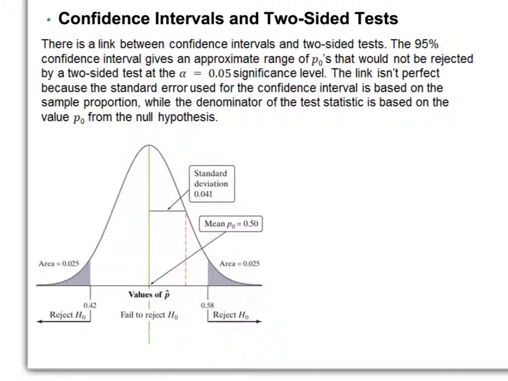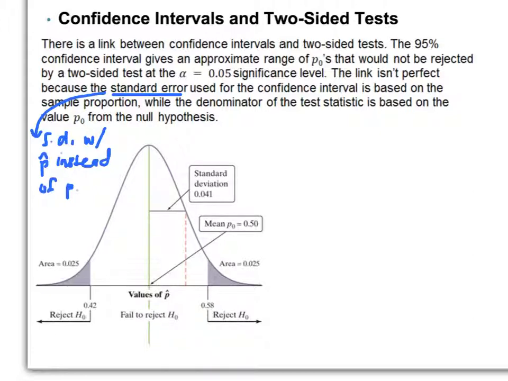The link isn't perfect because the standard error, remember standard error is just when you use the standard deviation with p hat instead of p. It just means using what you have, using the sample value. Okay, the link isn't perfect because the standard error used for the confidence interval is based on the sample proportion, while the denominator of the test statistic is based on the value from the null hypothesis. So it's a little different. But let's just see how this works out, okay?